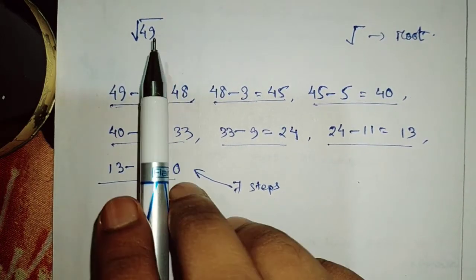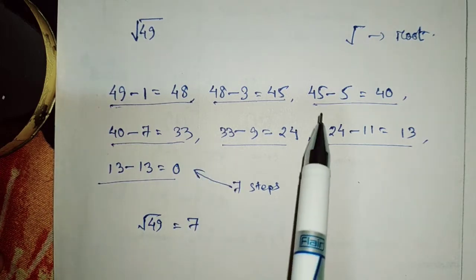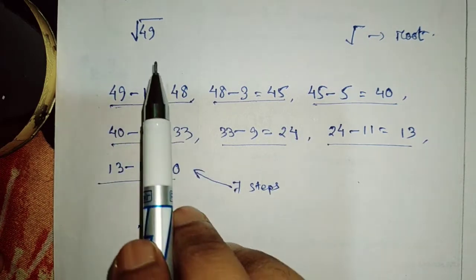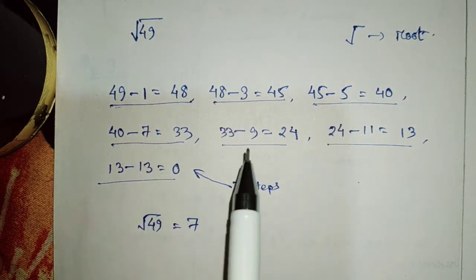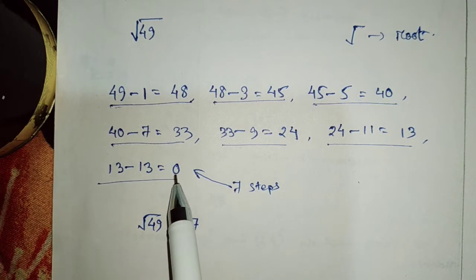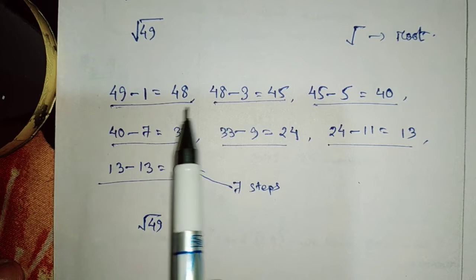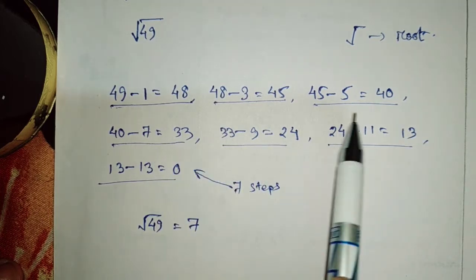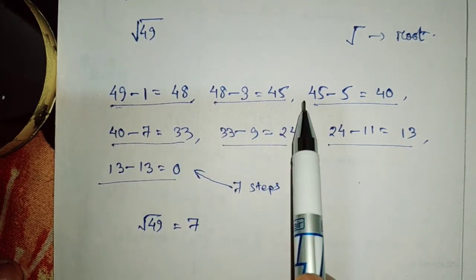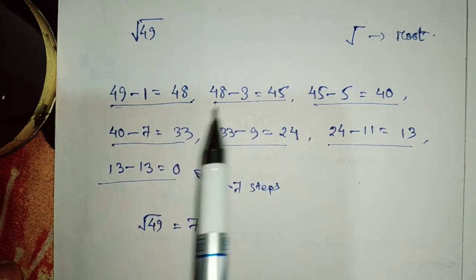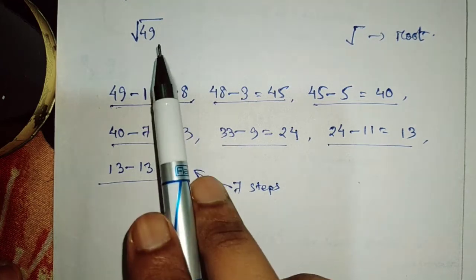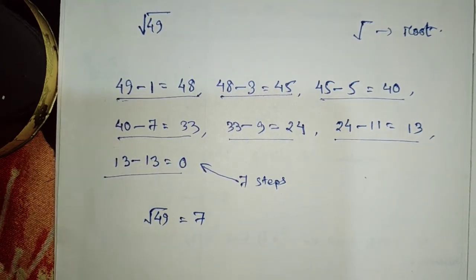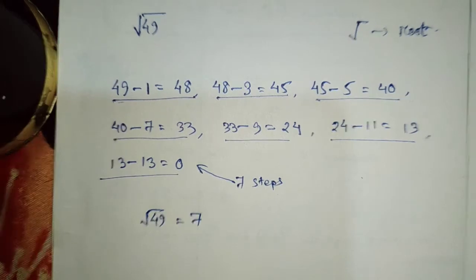That means if you are given any number, to find the square root using the repeated subtraction method, you start with the number and keep subtracting successive odd numbers and continue till you get 0. Once you get 0, you count in how many steps you got it. That many steps will be your answer. In this case, we got 0 in 7 steps, so 7 will be the root of 49. I hope you have understood this method.